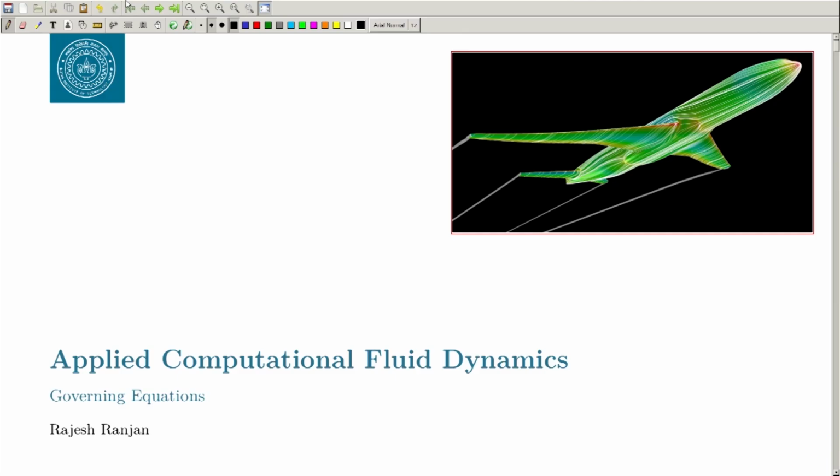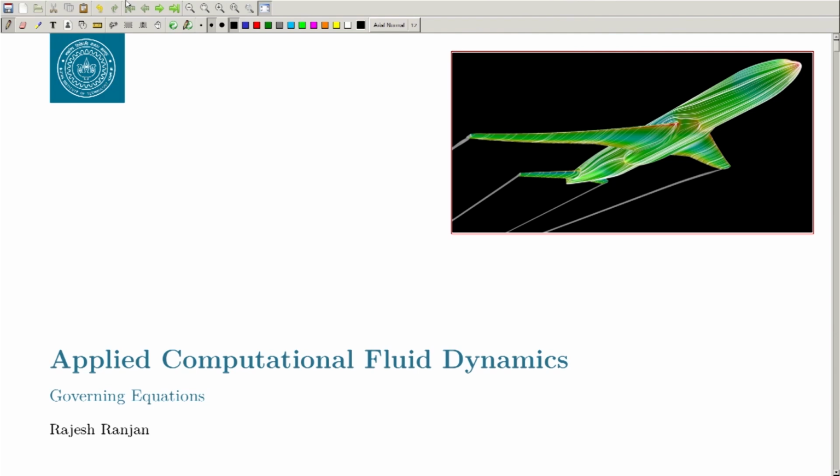This is lecture number 8. Hello everyone, welcome back. Today we are going to start a very important topic, that is the governing equations. As we have discussed, computational fluid dynamics is an approach to computationally simulate the governing partial differential equations that govern the fluid flow. So, that is what we are going to do now.